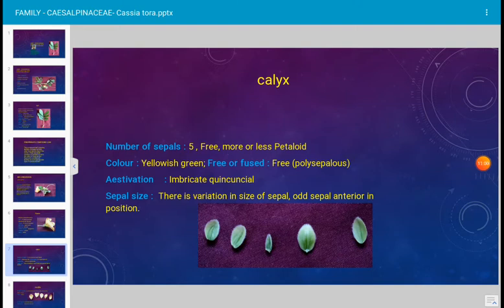Now see the sepal size. All the 5 sepals are variable in size and shape, and the odd sepal is anterior in position. Okay. Next.